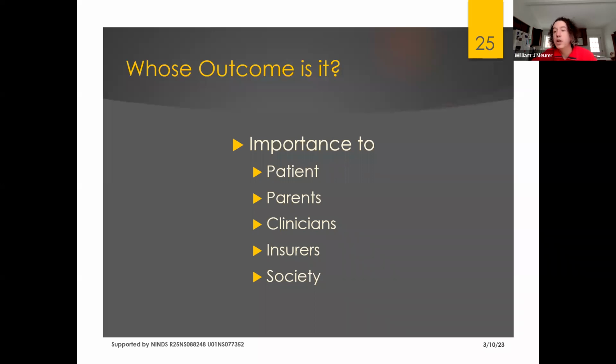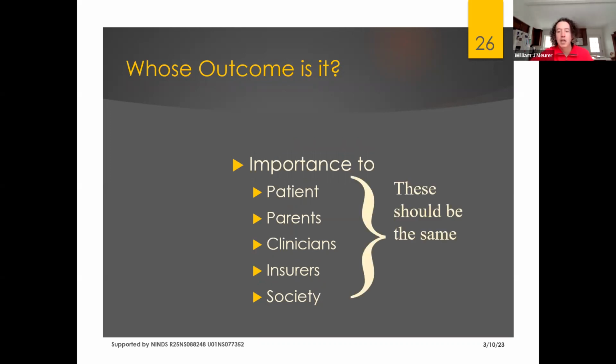So what is the importance of the outcome? Is it important to patients, parents, clinicians, insurers, or society? Who is the audience? Who's the consumer of this research, of this finding? And these should be aligned. The outcome measure should have importance to all of the constituents.